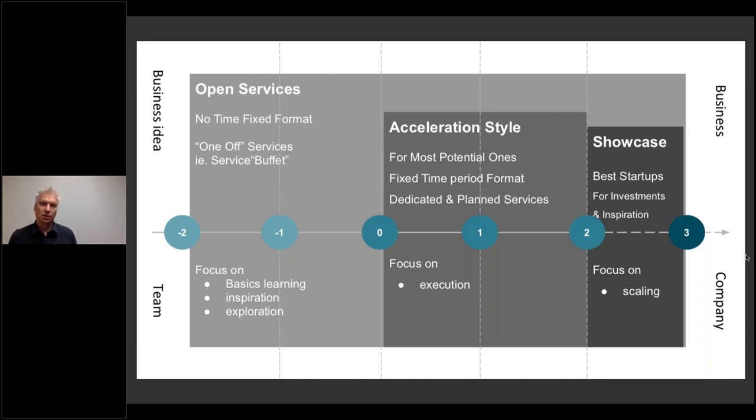Then you have the acceleration style format, which is for the most potential ones: a fixed time period, dedicated and planned services focused on execution. The key is that the acceleration phase comes after there's a commitment and the team is able to execute for a period of time on their product, because the acceleration style doesn't work if people are not there, or they have to worry about other priorities, or they don't have money and time to focus on the startup. On the open services side, they're more like startup weekends or that type of area. And then showcase, when there's a scaling phase, presents the best startups for investments and inspiration for new talent and new entrepreneurs, but the focus in this area is scaling.